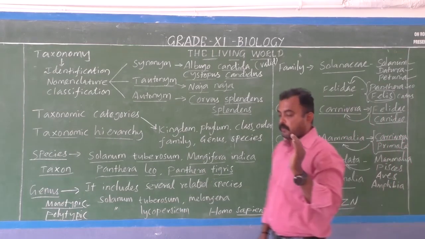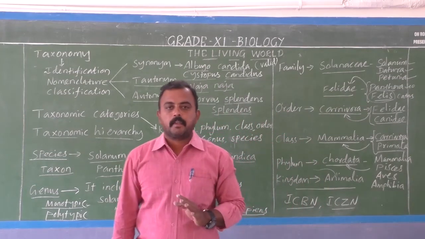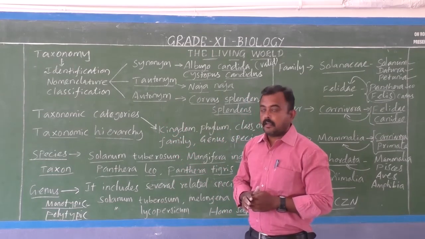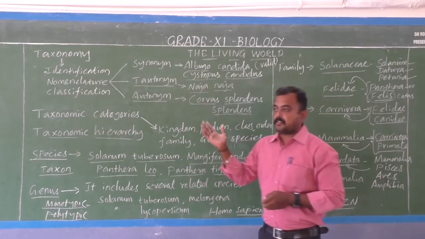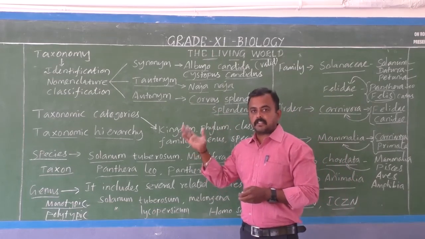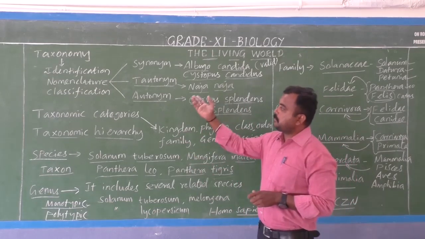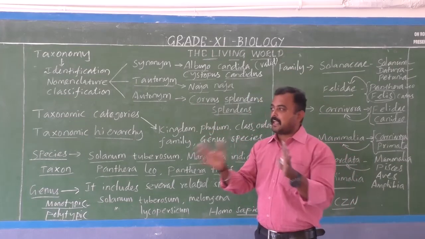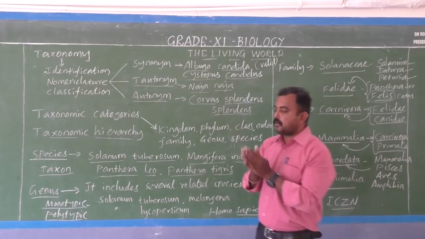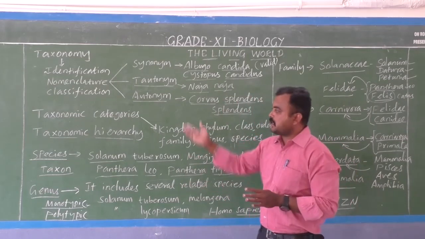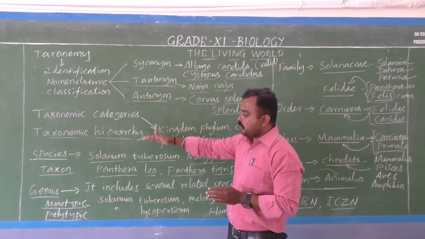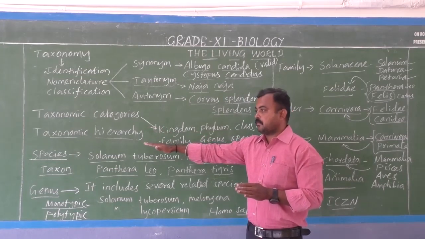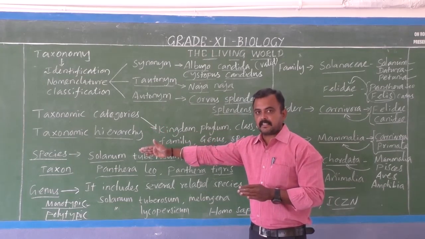I think now you all understood about taxonomy and taxonomic categories. Taxonomy is the branch of biology that deals with identification, nomenclature and classification. Then synonym and autonym we have seen. Then taxonomic categories: anything can be grouped. Here in taxonomy we are grouping the animals and plants. That's why it is taxonomic categories. So we write them in order, that's why it is a taxonomic hierarchy. It starts from the species, the smallest unit.